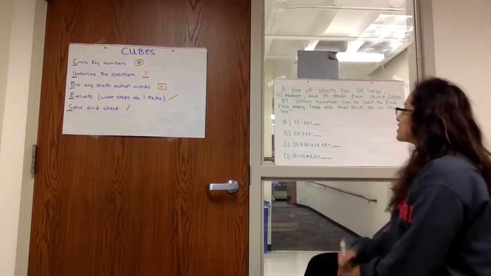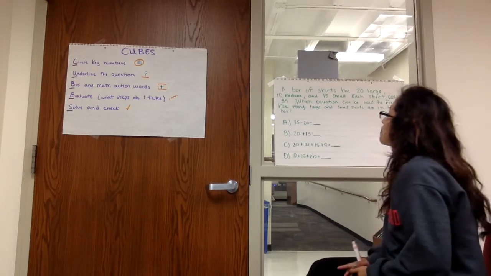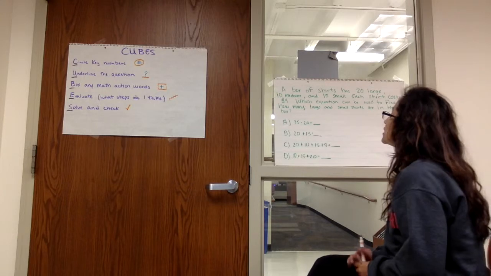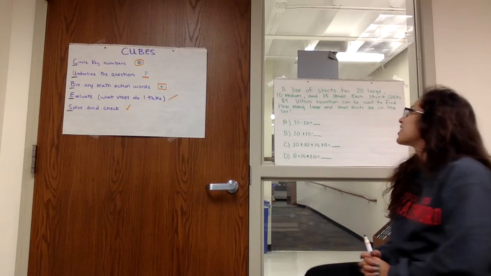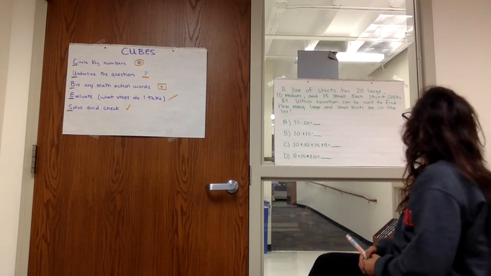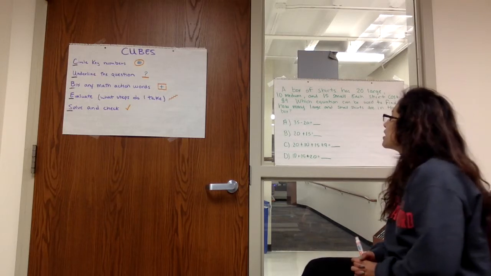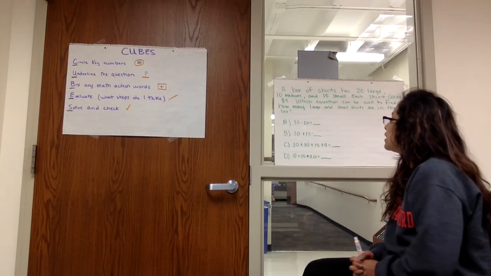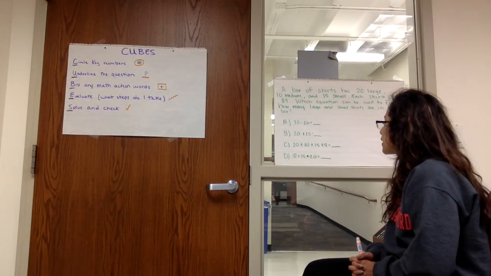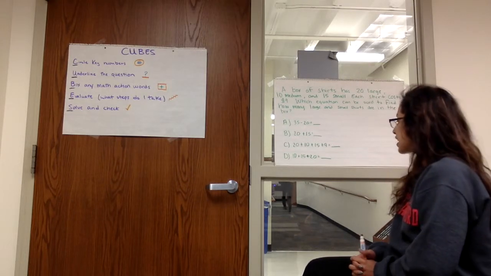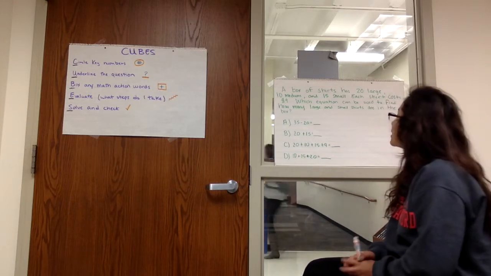Okay, today we're going to be using the cube strategy for our word problem. Our word problem is, a box of shirts has 20 large, 10 medium, and 15 small shirts. Each shirt costs $9. Which equation can be used to find how many large and small shirts are in the box? A. 35 minus 20. B. 20 plus 15. C. 20 plus 10 plus 15 plus 9. And D. 10 plus 15 plus 20.